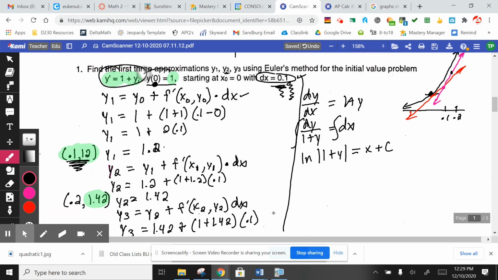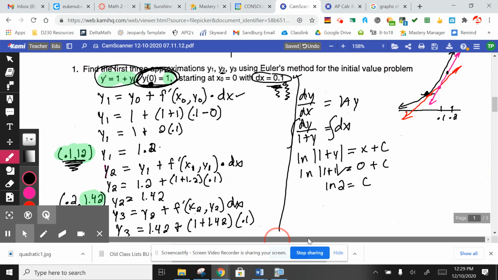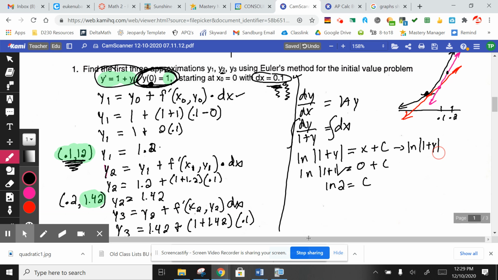To figure out what our c is, we have this point right here, that when x is a 0, y is a 1. So let your y be a 1 when x is a 0. So what we get is c is the natural log of 2. So now write that equation in its entirety. So hopefully I can squeeze this in. So now I can go ahead and write this as the natural log, absolute value of y, or 1 plus y, would equal x plus the natural log of 2.